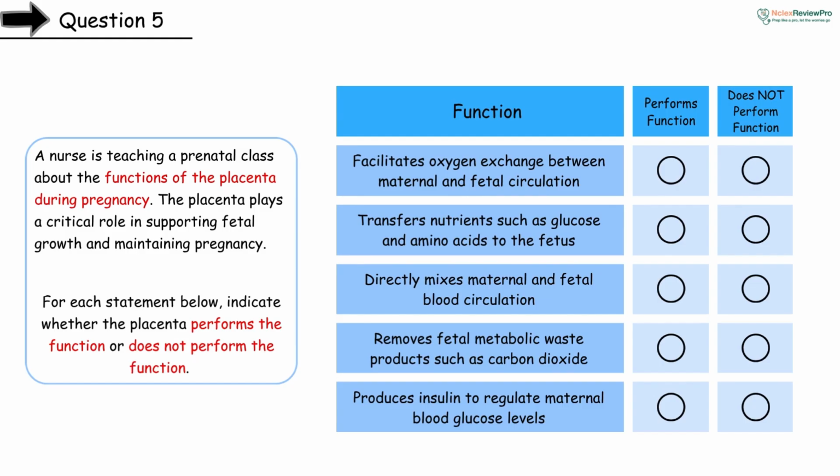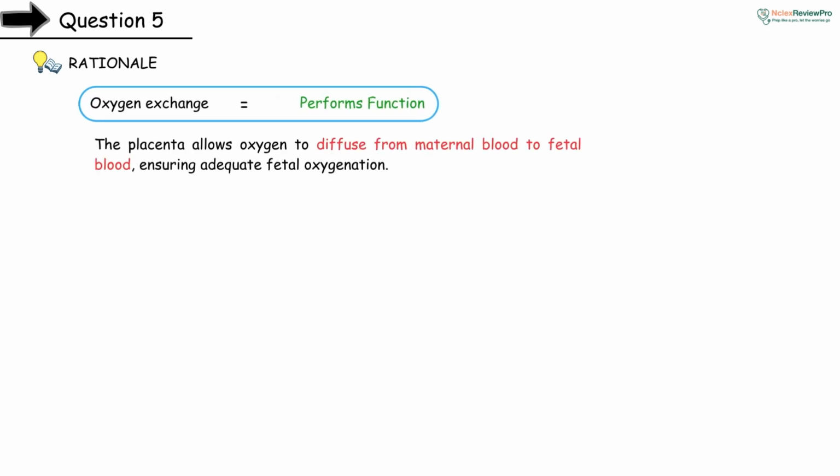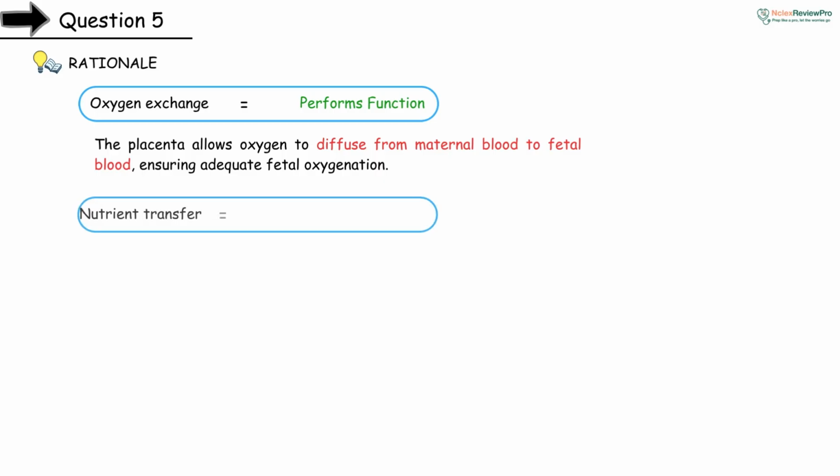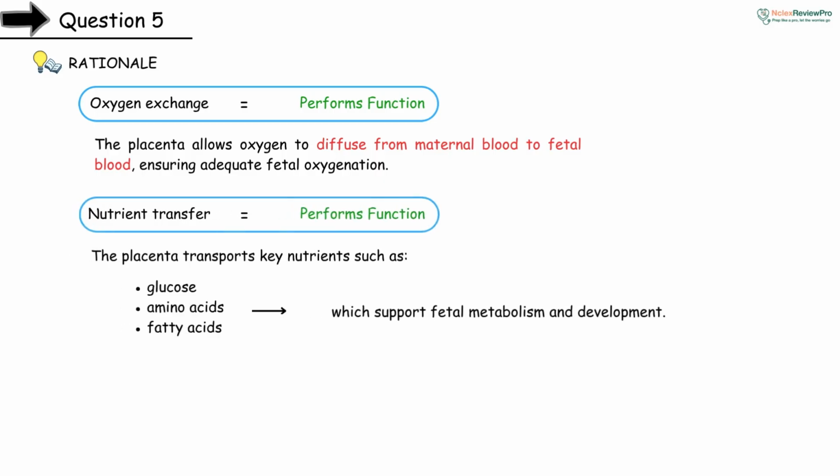Facilitates oxygen exchange between maternal and fetal circulation. This is correct. The placenta does perform this function. Oxygen diffuses from maternal blood into fetal circulation through the placental membrane, which is essential for fetal oxygenation. Transfers nutrients such as glucose and amino acids to the fetus. Also correct. The placenta does perform this function. It transports key nutrients like glucose, amino acids, and fatty acids to support fetal growth and metabolism.